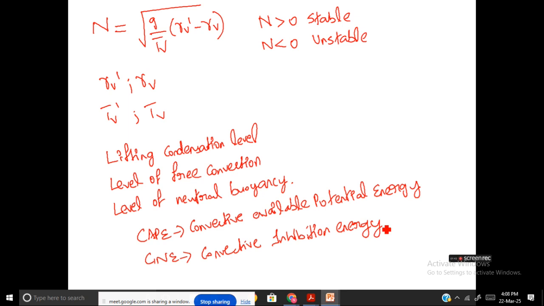So what does CAPE is a positive? So if we take the curve like this, this is environmental lapse rate, this is CINE, and this is CAPE. This is CINE, this is CAPE. And these are three different levels. This is LFC, this is LCL, this is LNB. Okay, I think it is clear. These are very basic things that are important to remember and understand these concepts clearly.